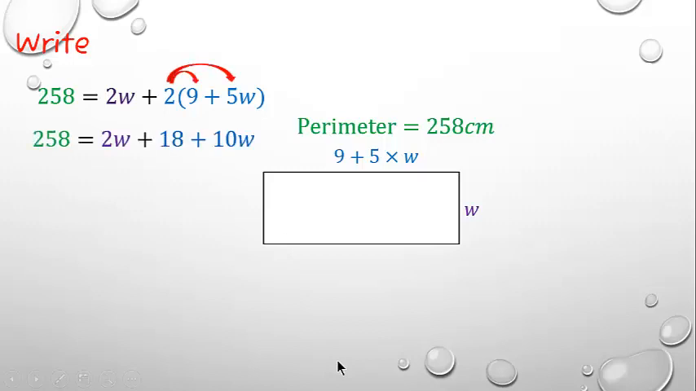So I end up with 258 equals 2w plus 2 times 9 is 18 plus 2 times 5w is 10w. So I end up with 258 equals 12w plus 18 because that 2w and 10w are like terms, we can add them together. So our equation at the end of the question should be 258 equals 12w plus 18, or you can change it around and have 12w plus 18 equals 258.